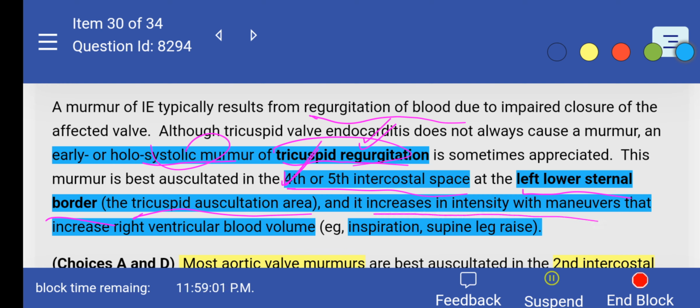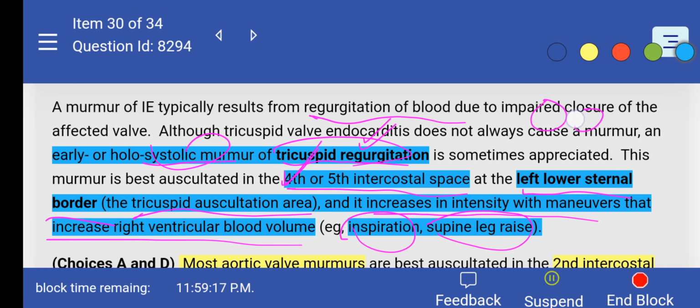It increases in intensity with maneuvers that increase right ventricular blood volume, for example, inspiration and supine leg raise. With this, it would increase what? It would increase the murmur sound.